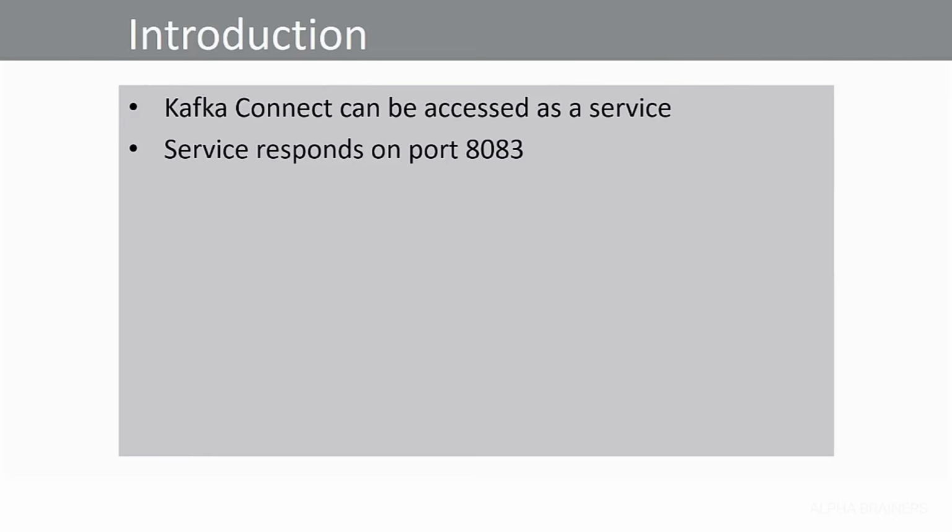So the last topic for this introduction to connectors is going to be related to the REST API that's available for connectors. So you should realize that Kafka Connect can be accessed as a server. It'll listen on port number 8083 by default. And the communication that you use to connect to it is through a REST API.